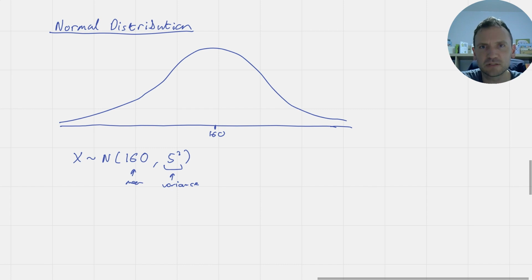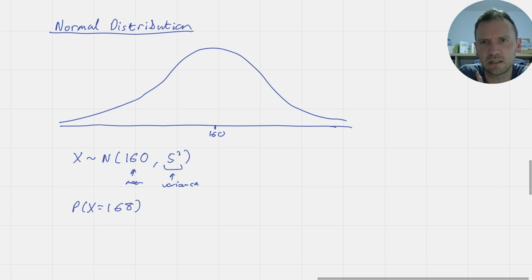So how can we use this to calculate any probabilities? The great thing about a normal distribution is if we know the mean and we know the standard deviation, that's all we need to work out any probabilities. So what might we be asked to work out? Well, we might be asked to find what's the probability that X is equal to 168.